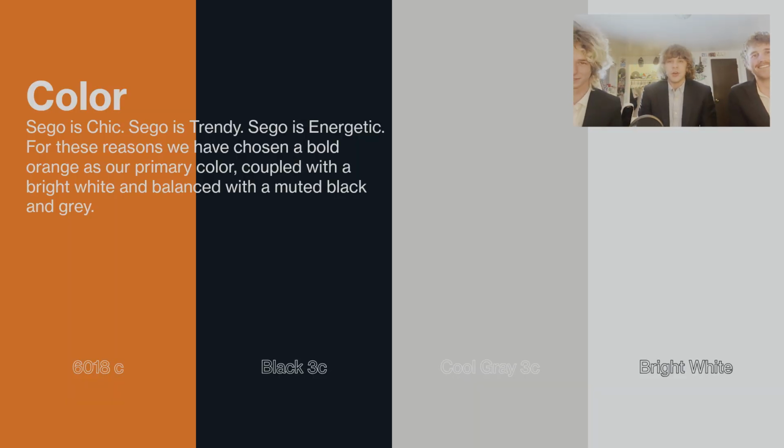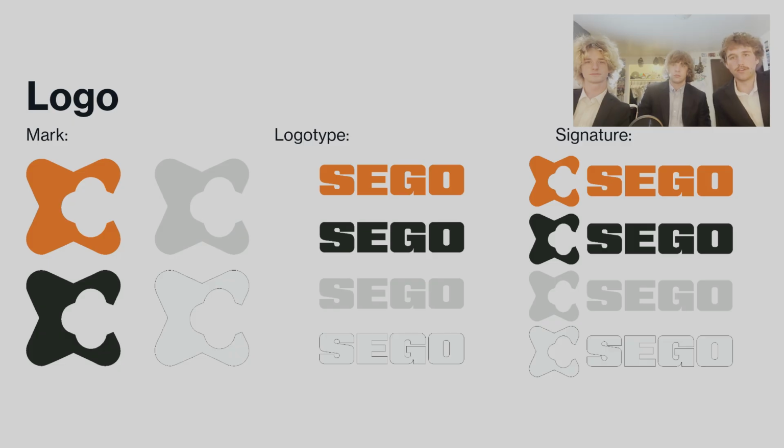So here's a bit about our visual brand identity. So for color, SEGO is chic, SEGO is trendy, SEGO is energetic. And for these reasons, we have chosen a bold orange as our primary color, coupled with a bright white and balanced with a muted black and gray. They're all usable together or separate.